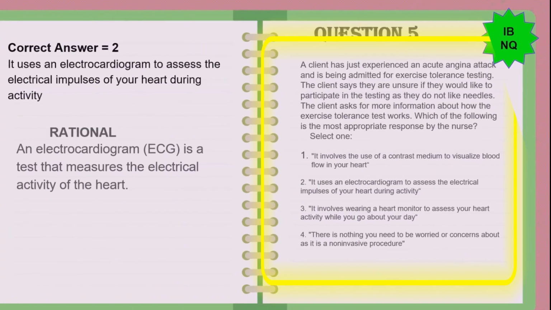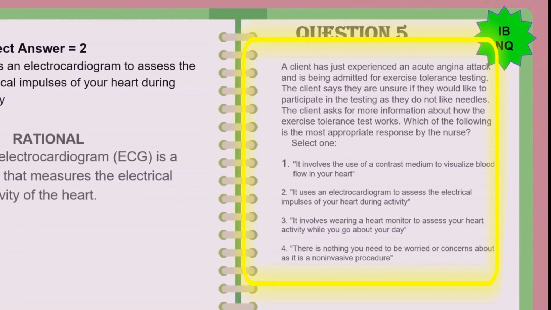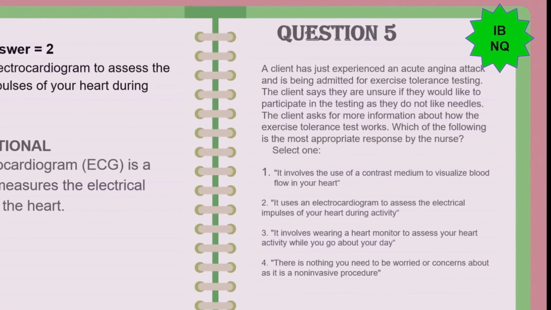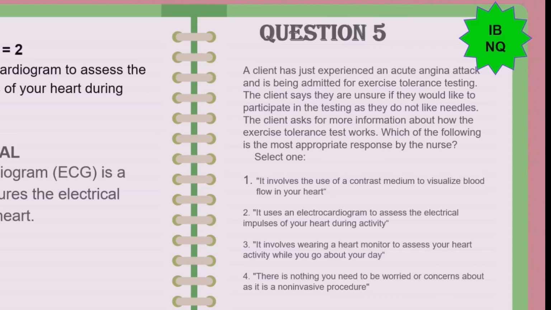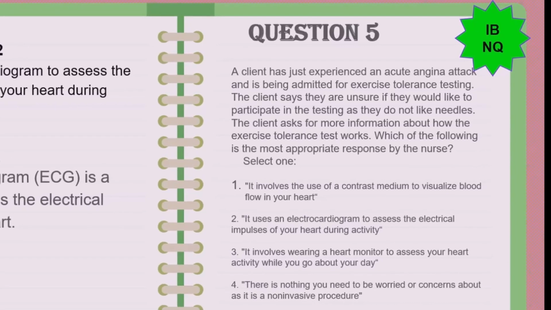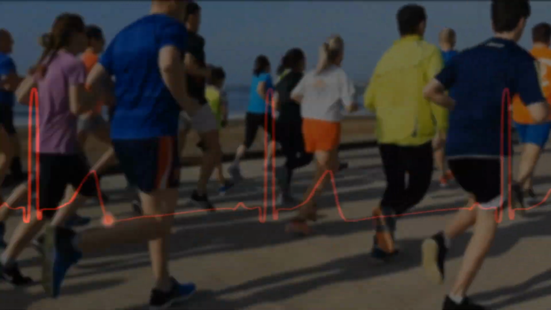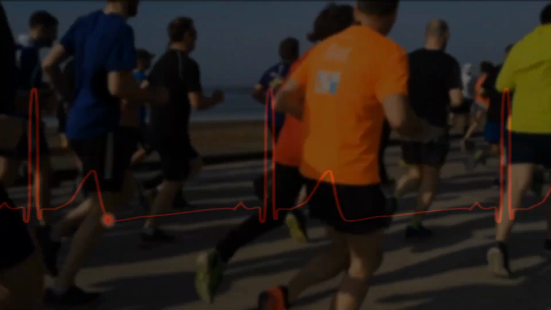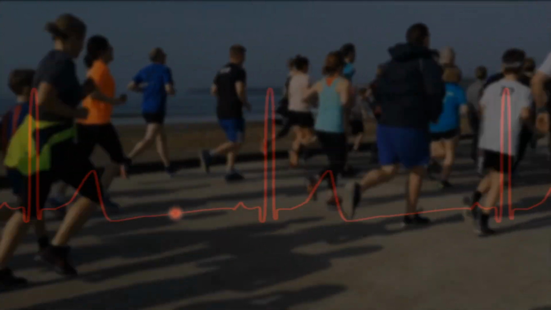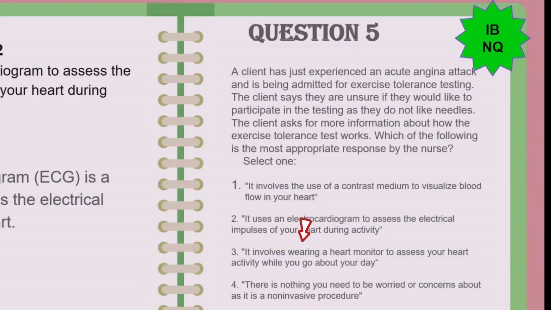Here's why the other responses aren't appropriate. It involves the use of a contrast medium to visualize blood flow in your heart. The use of a contrast medium is used in coronary angiography, which is not associated with exercise and stress testing. This is not an appropriate response. It involves wearing a heart monitor to assess your heart activity while you go about your day. A Holter monitor is a device worn during day-to-day activities that helps assess heart activity and record an individual's heart rhythm for a certain period of time. This is not an appropriate response.